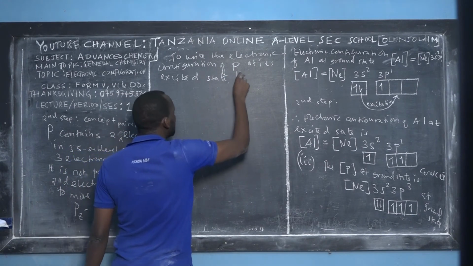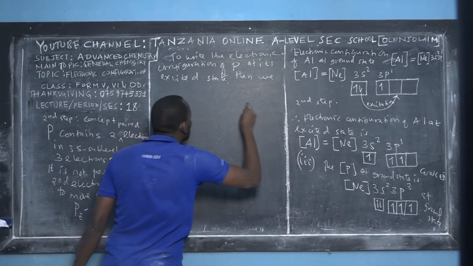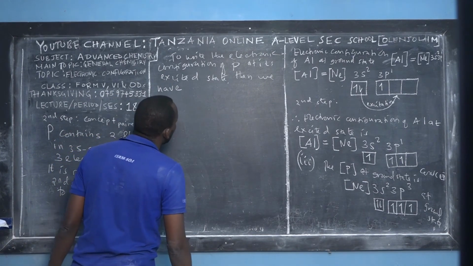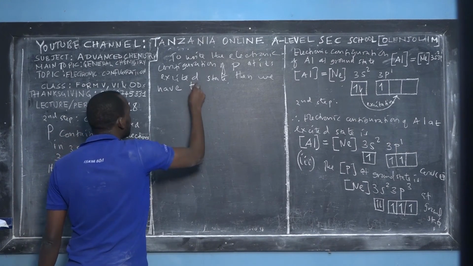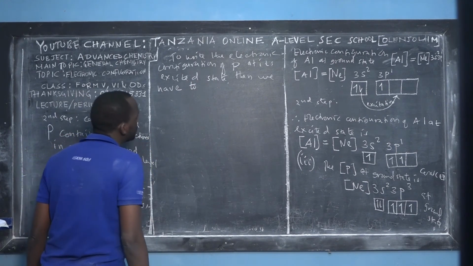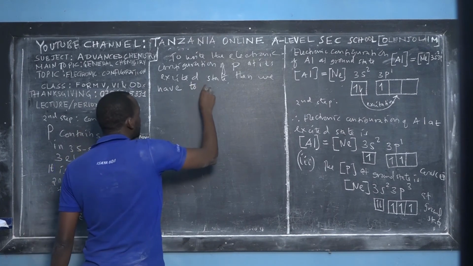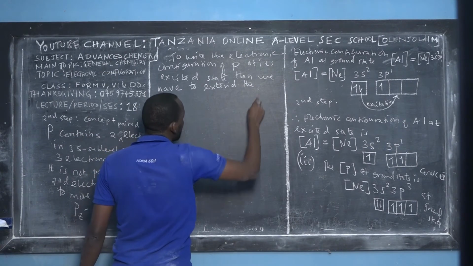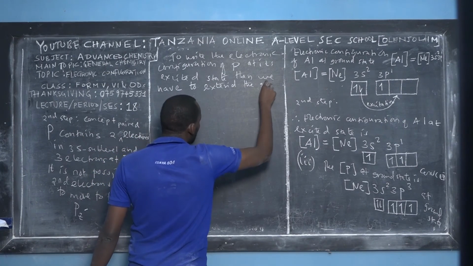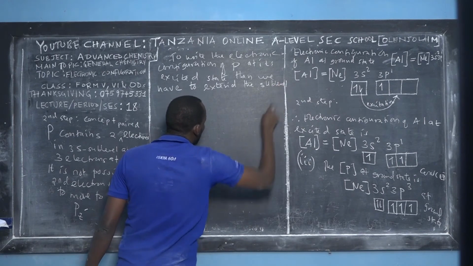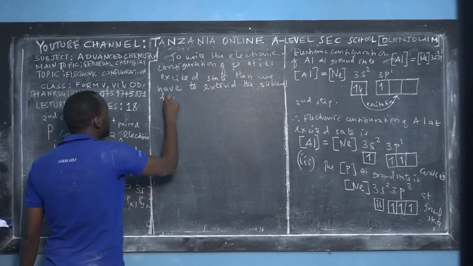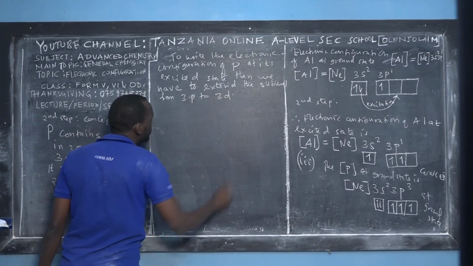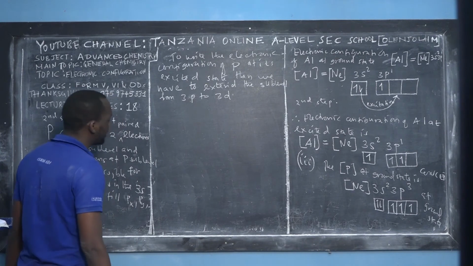Then in a textbook, if they give you this question, they give you the answer, but they don't give you the explanation. So we have to extend the sublevel from 3p to 3d orbital. So we say that it's true.